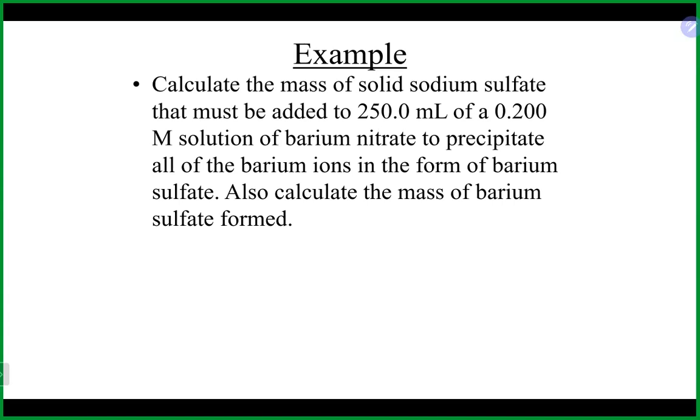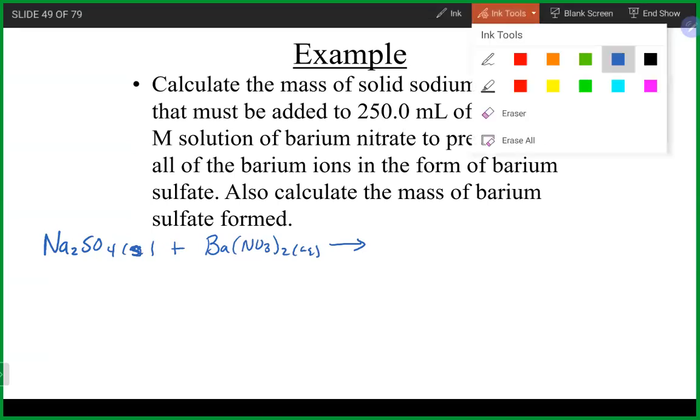So we want sodium sulfate. Sodium is +1, sulfate is -2, which means when you put that together, you get Na2SO4, which I guess in this case is a solid. And we're going to react it with barium nitrate. Barium is +2, nitrate is -1, which means when we put it together, we end up with Ba(NO3)2. Just looking at that, you should also recognize that as a double displacement reaction.